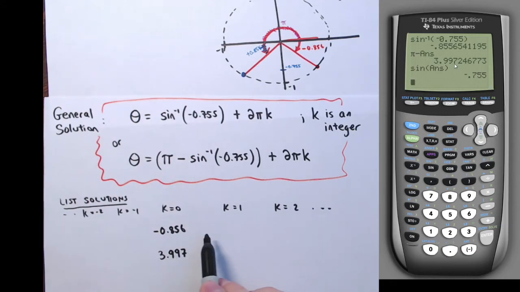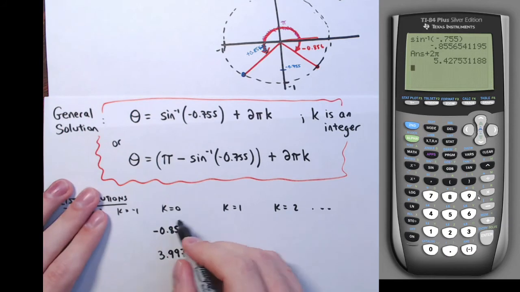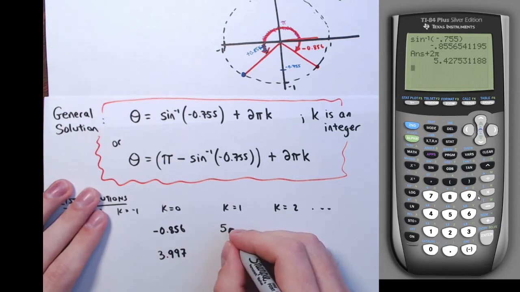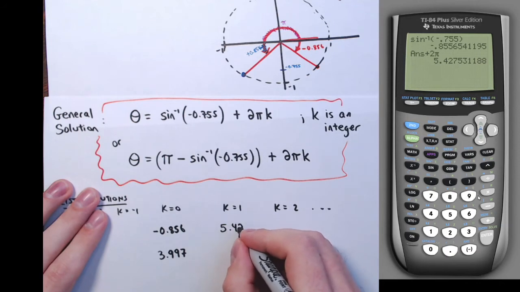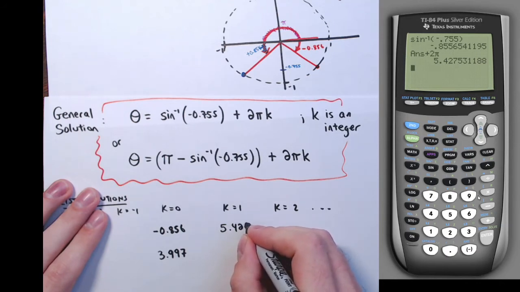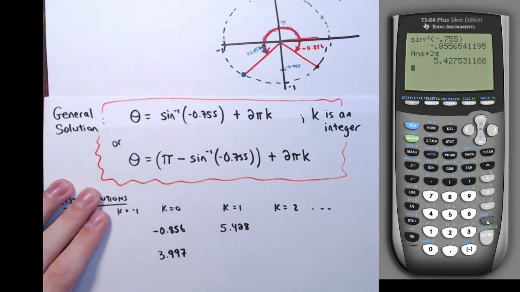And then what I'm going to do with these is keep adding 2 pi or subtracting 2 pi. So I'll do it at the top row here, negative 0.856. I'm going to go back to the calculator, clear it, and take that inverse sine of negative 0.755, which is the negative 0.856. I'm just going to keep adding 2 pi and then subtracting 2 pi later. So if I add 2 pi, another solution to this equation is 5.428 rounded to 3 decimal places. Add another 2 pi.